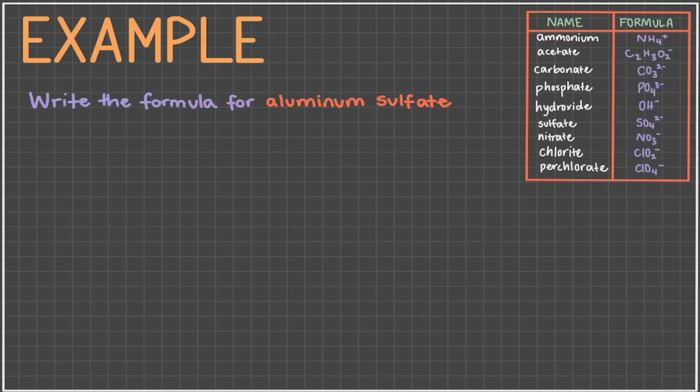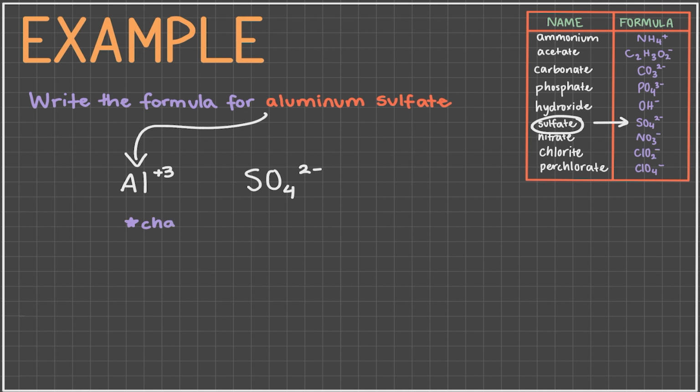Now, you may be asked to write ionic formulas for polyatomic ions, so let's learn how to do that. For example, let's write the formula for aluminum sulfate. By looking at your periodic table, you can determine aluminum's charge to be +3. Check out our video on ions and charges if you're confused about how we did that. Sulfate is a polyatomic ion, so if we look at our list over here, we can see that it has a charge of -2.